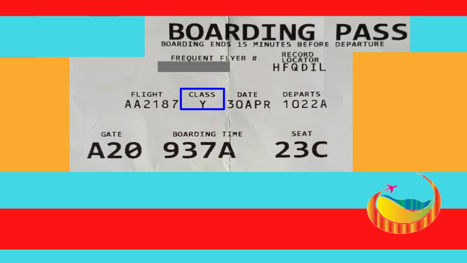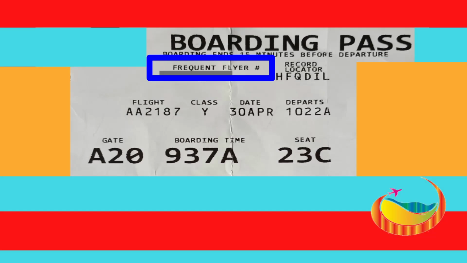This here says class, and that's what I was talking about, first class, second class, and the airlines have their different designations for class. Each airline can do it however they want. I'm in class Y, which was just general boarding. I didn't pay any extra, so I ended up in class Y.